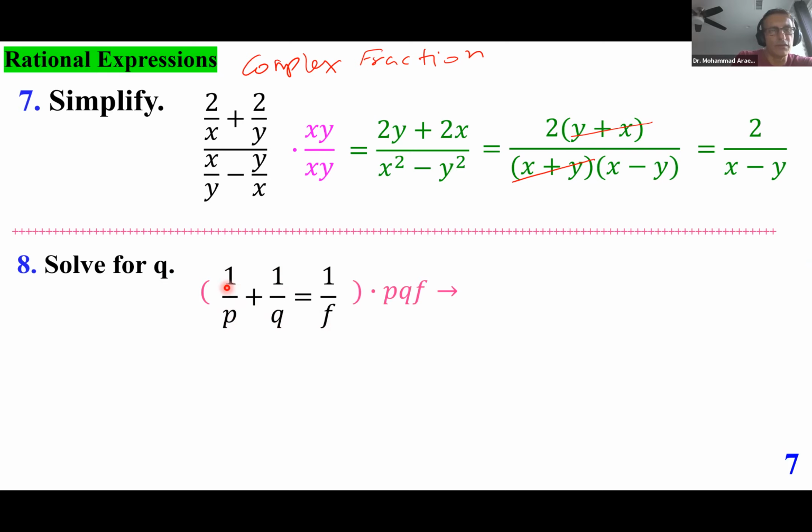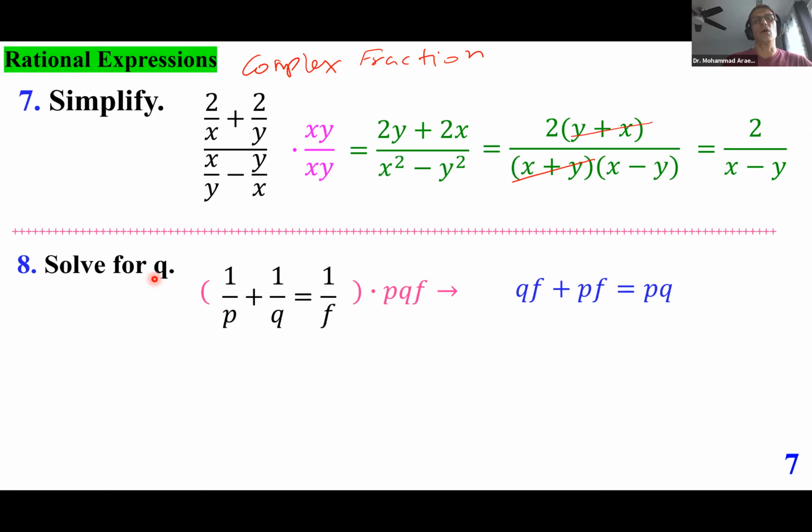So if you multiply the first one, P goes away. You get QF. If you multiply it by the second one, Q goes away, PF. And the right side, F goes away, PQ. That's what you get. Now, as you can see, there are no more denominators. We are solving for Q.